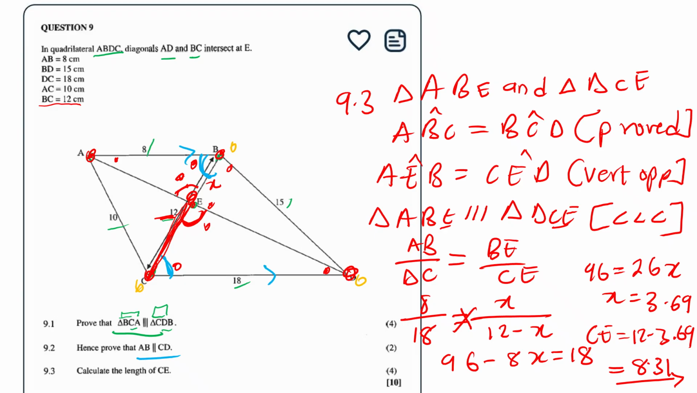So this is how you will find your CE, right? So you name your BE as X and your CE is going to be 12 minus X, and then now you solve for X. Firstly, you have to use the vertical opposite angles. This angle is also equal to this angle, which was proved. Therefore, now the angle, this angle here and this angle here will be equal because of the third angle of the what? Of the triangles. Therefore, now you solve for X, you will find your what? Your CE.